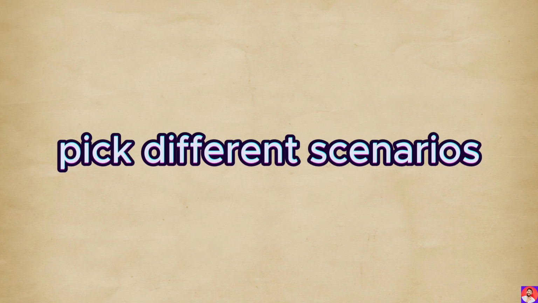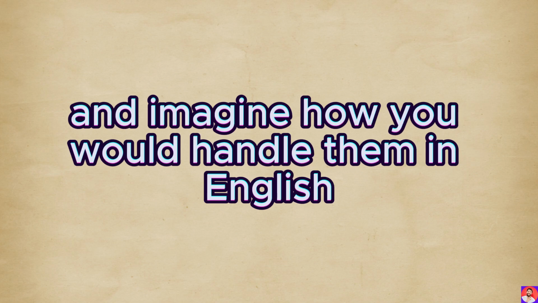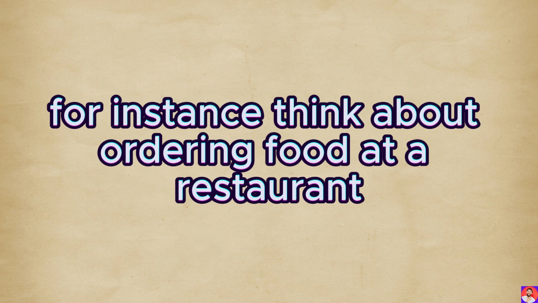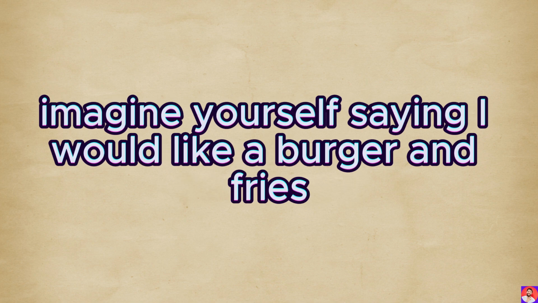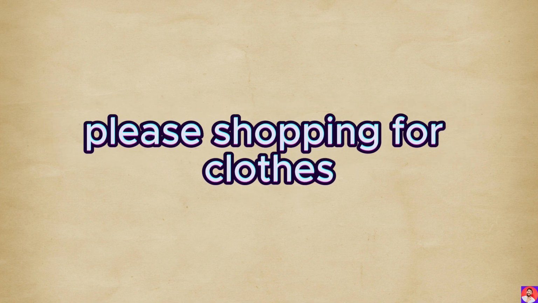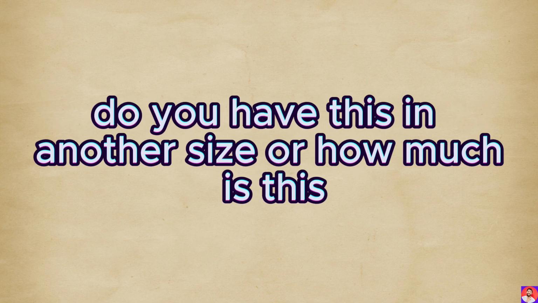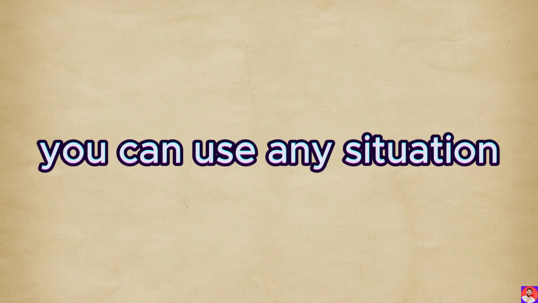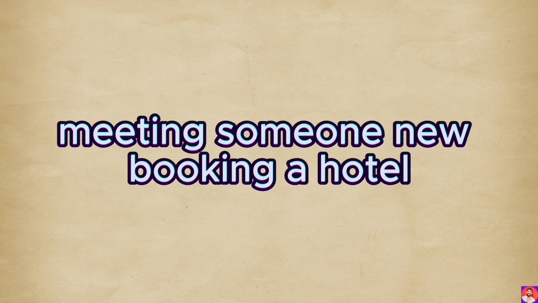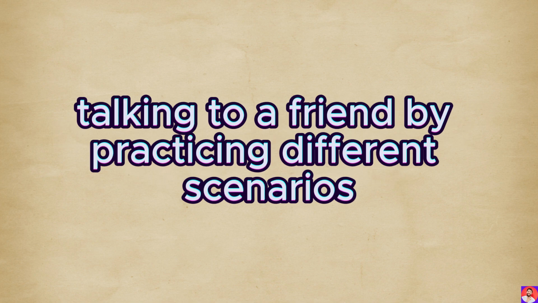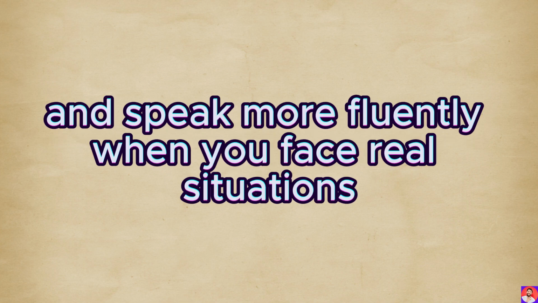Number 7, think in scenarios, imagination practice. Pick different scenarios and imagine how you would handle them in English. For instance, think about ordering food at a restaurant. Imagine yourself saying, "I would like a burger and fries, please." Shopping for clothes. Imagine asking, "Do you have this in another size?" Or "How much is this?" You can use any situation. Meeting someone new, booking a hotel, talking to a friend. By practicing different scenarios, you prepare yourself to think and speak more fluently when you face real situations.